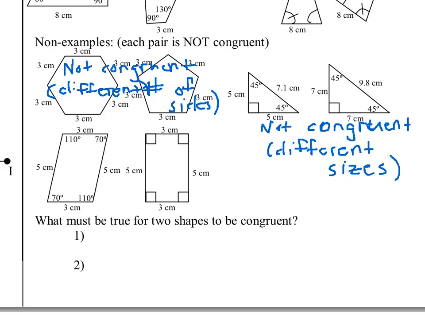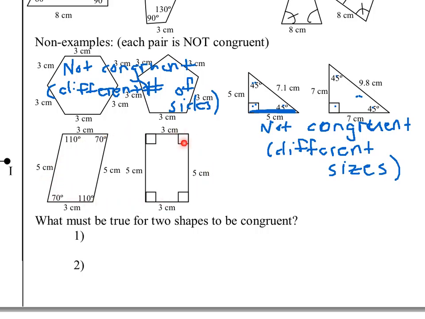So one way we know that they're different, even though they have all the same angles, 45, 90, 45, 45, 90, 45, even though they have all the same angles in the same order, Alyssa, we still know they're different because if we look at the lengths, there is a 5 on this one and no 5 over here on the other one. Okay?